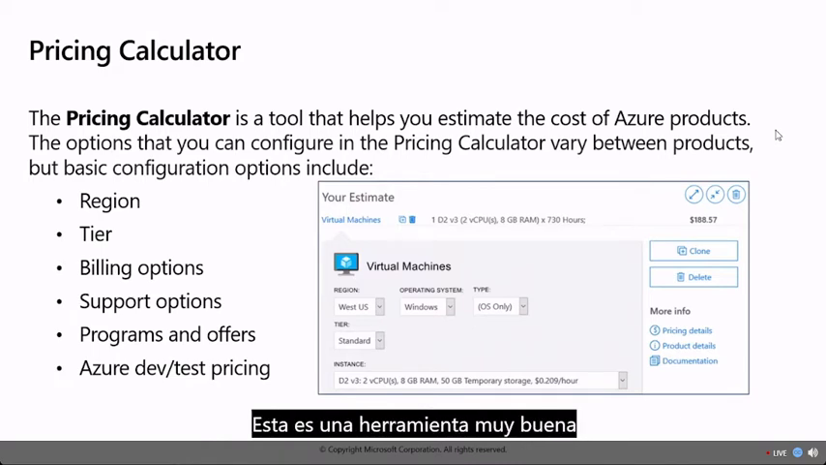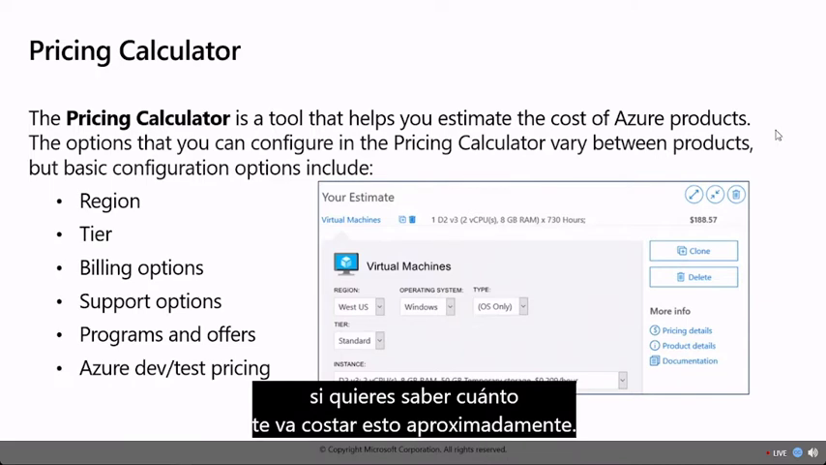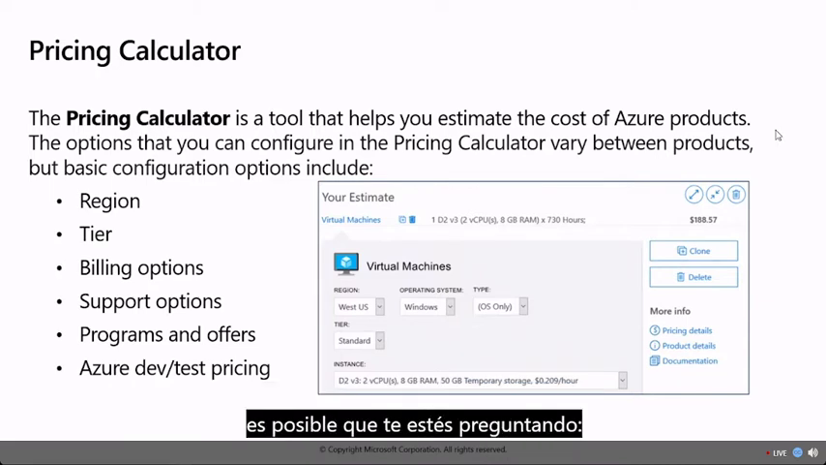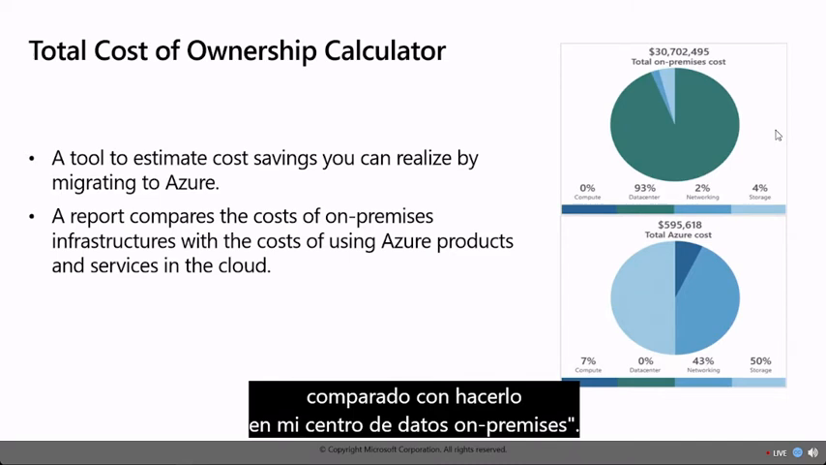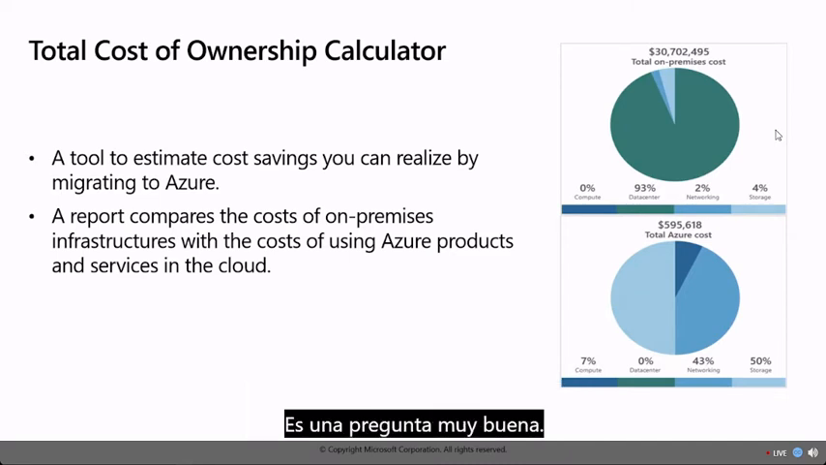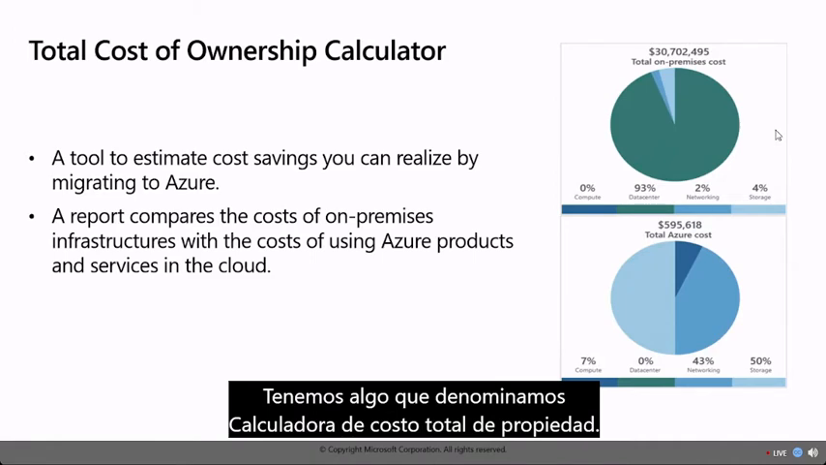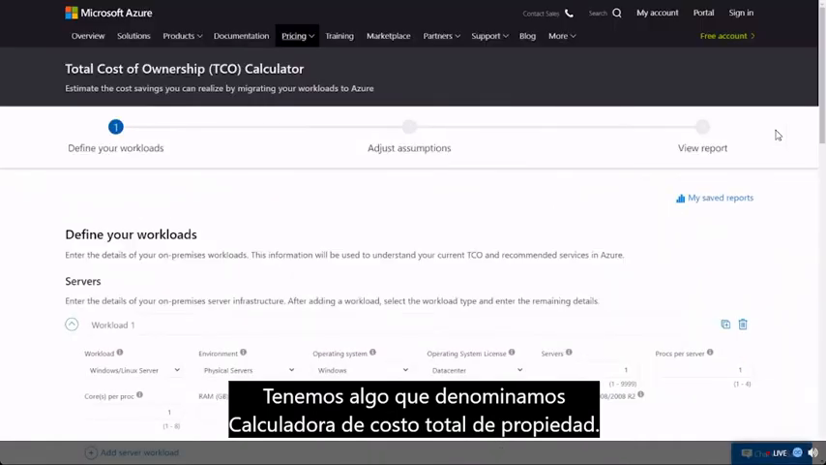But this is a really great tool if you're curious about roughly how much it's going to cost me. Now, you might be asking yourself, well, wait, is that really going to save me money compared to doing it in my on-premises data center? And that's a really great question. So we have what's called the total cost of ownership calculator.